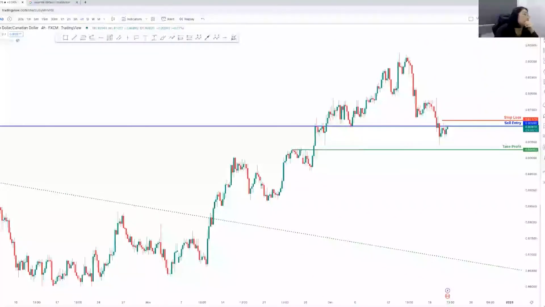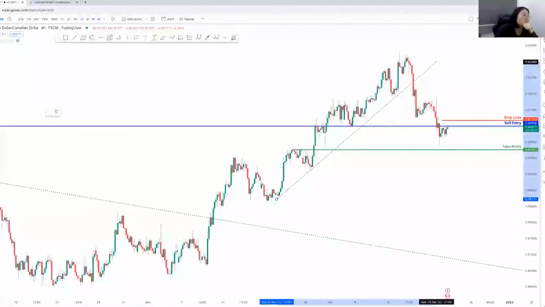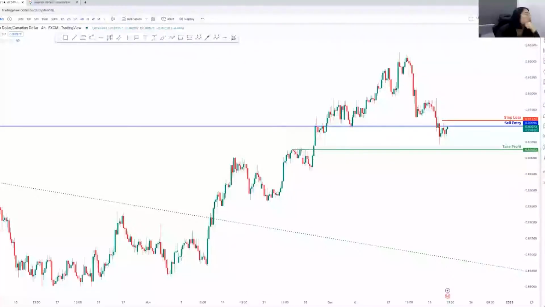I'll tell you why I'm entering for a sell for this. Trend line breakout. Kind of like a forming channel there.